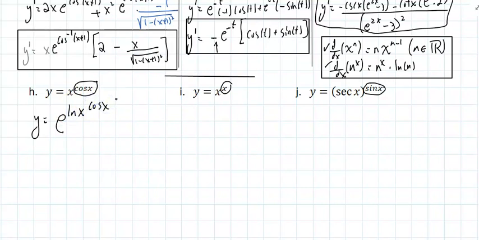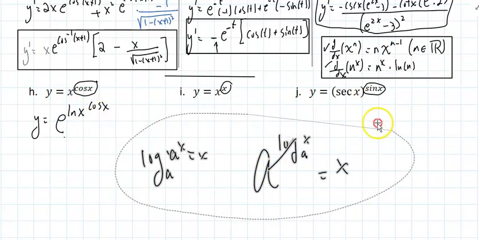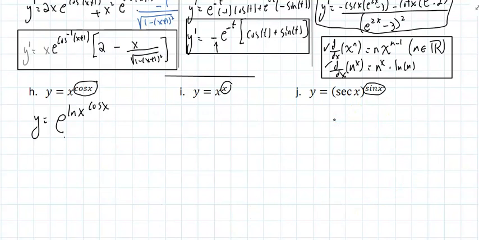And why is that? Because I know that log base a of a to the x equals x, but here I know that a raised to the log base a of x is also x. So here, those undo each other. Those will undo each other, and you would be left with x raised to the cosine of x.